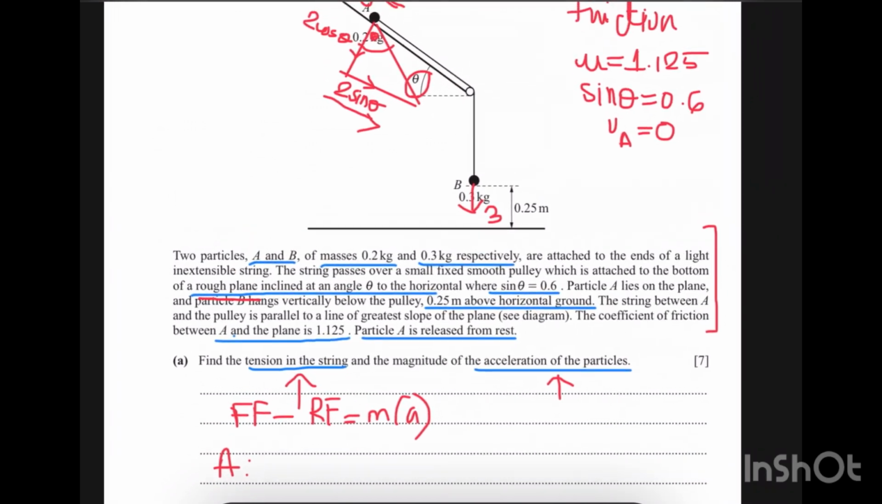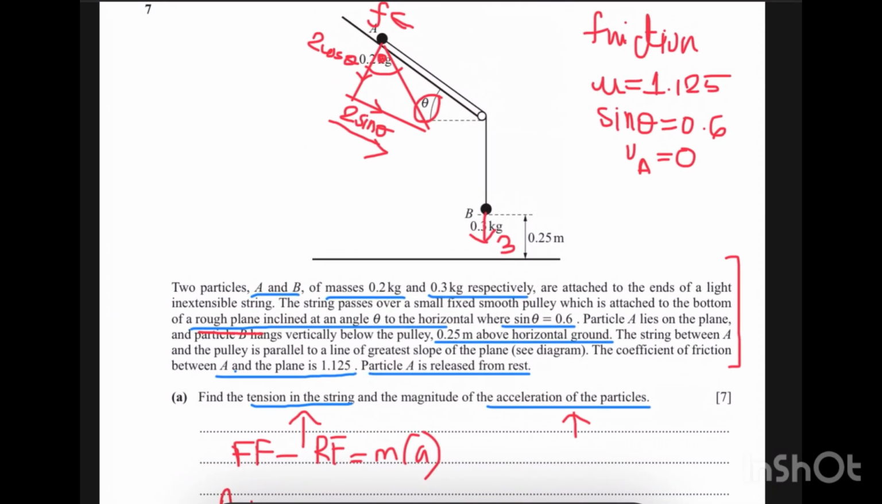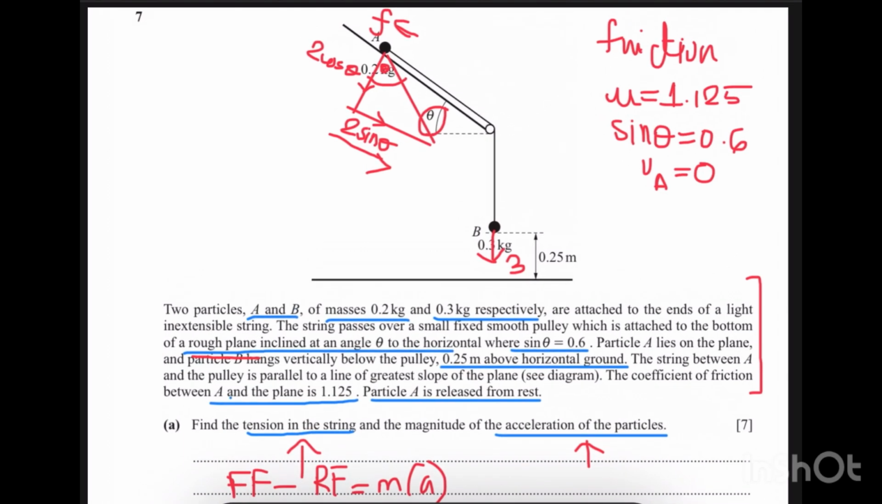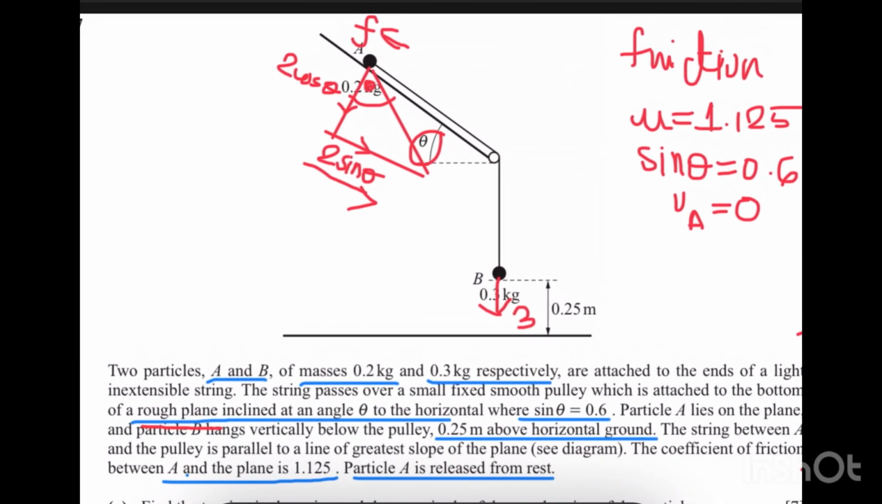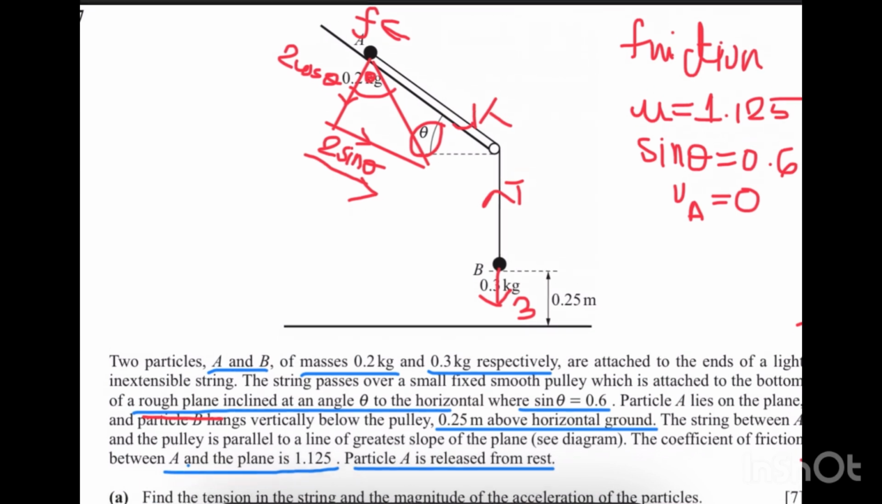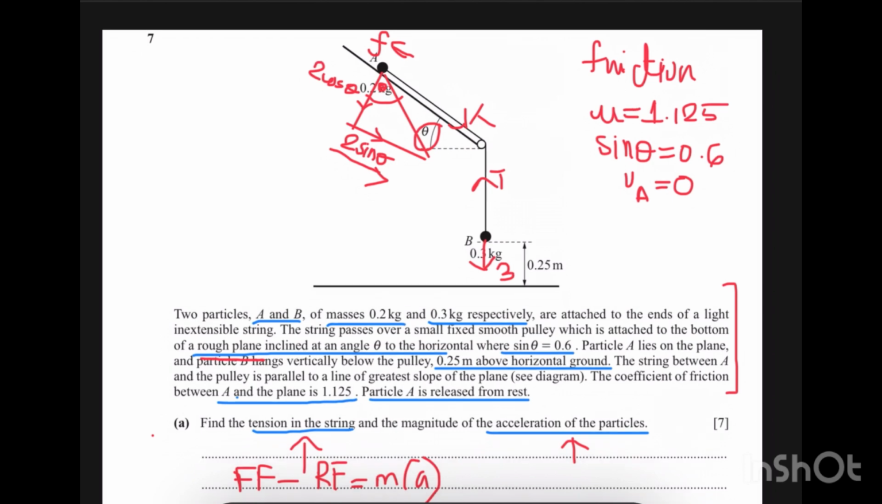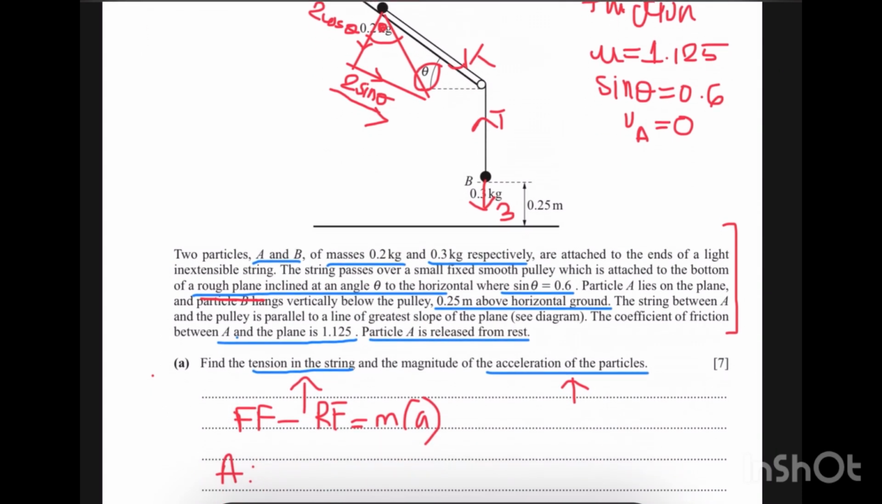So for A, the forward force is this 2 sine theta force, and also the tension in the string. So for B, the tension in the string is a resistive force since it is pulling it upwards, but the intended motion is downwards. But for A, this will act as a forward force which is pulling it towards the ground. And this tension will be the same for both A and B since they are connected by a pulley.